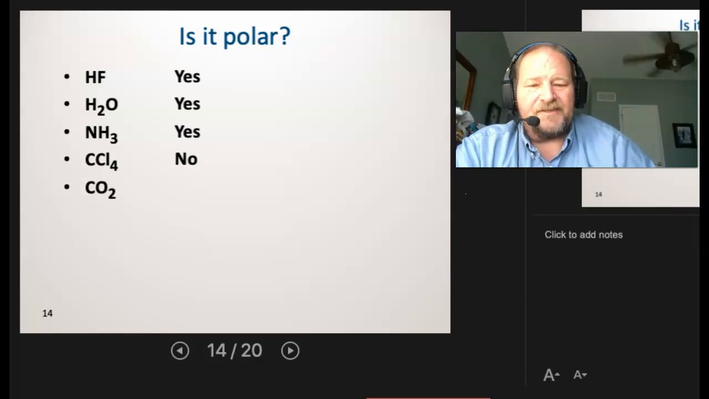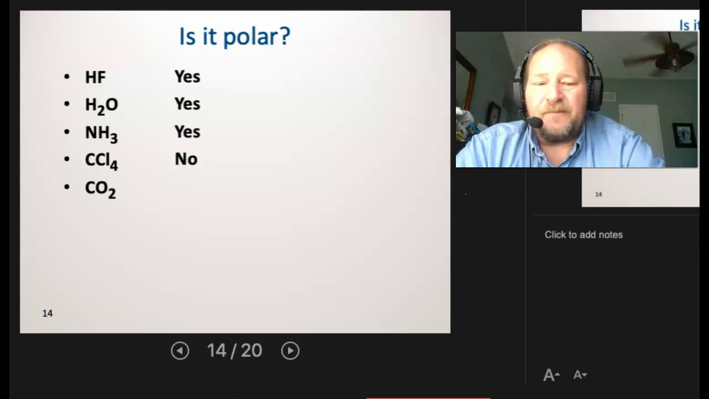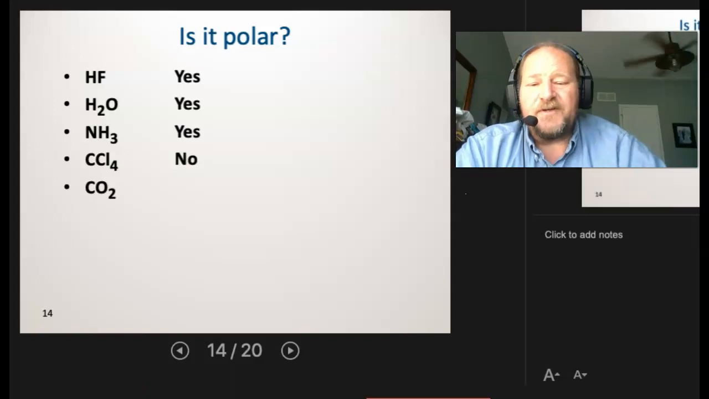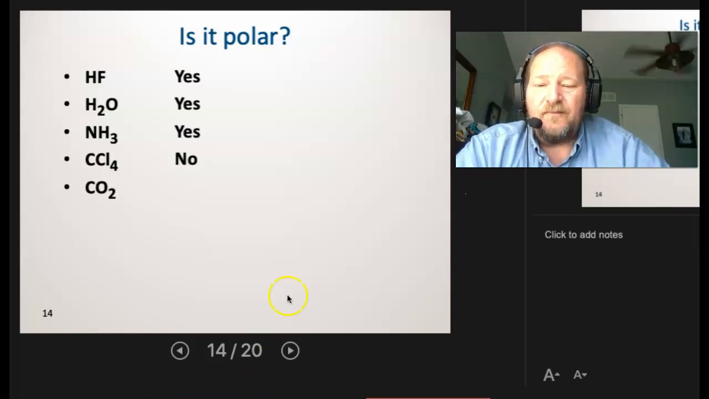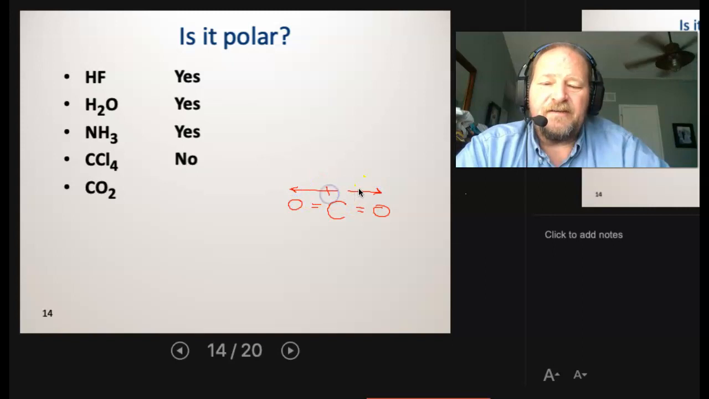All right, how about CO2? Oxygen is 3.5, carbon is 2.5, the difference is 1.0, definitely a polar bond. But remember, when we draw it out, we get carbon in the middle, double bond oxygen, double bond oxygen. The arrows would point to the oxygen, and it's like it's playing tug of war against itself. So it's going to cancel out any polar effects.